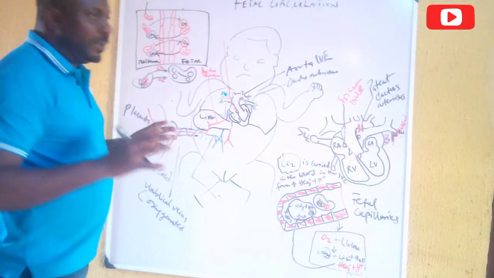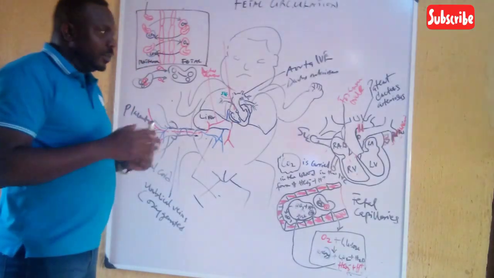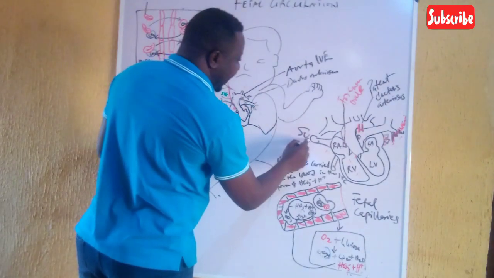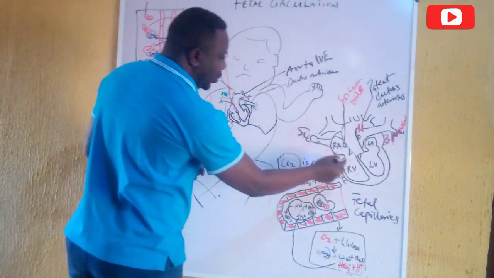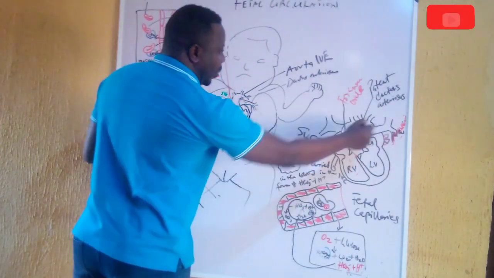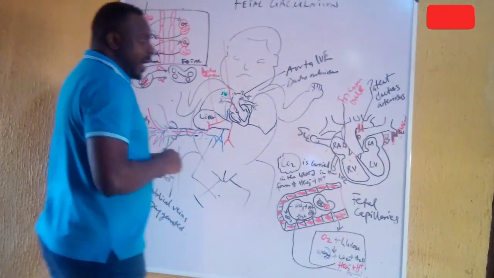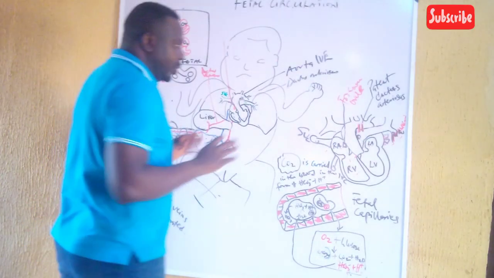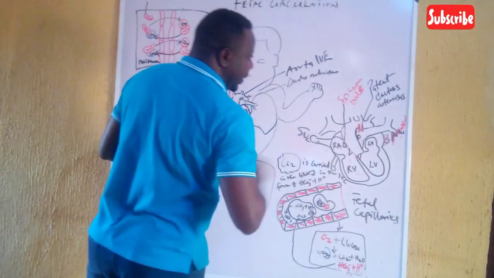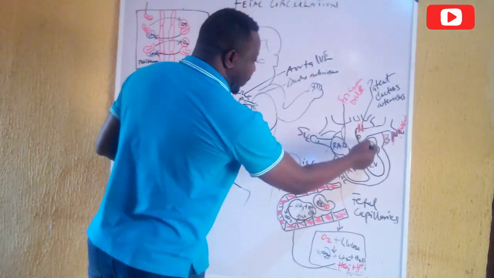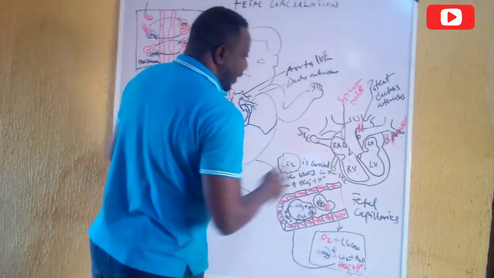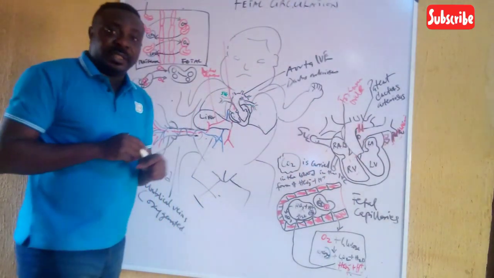In adult circulation, usually deoxygenated blood is taken to the right atrium via the superior vena cava and the inferior vena cava. From the right atrium, the blood goes to the right ventricle. From the right ventricle, the blood is pumped into the pulmonary artery, goes to the lungs, becomes oxygenated. When the blood becomes oxygenated, it is carried back to the left atrium via the pulmonary veins, and then from the left atrium it goes to the left ventricle, and then it is pumped into the aorta, and then it goes to the systemic circulation.